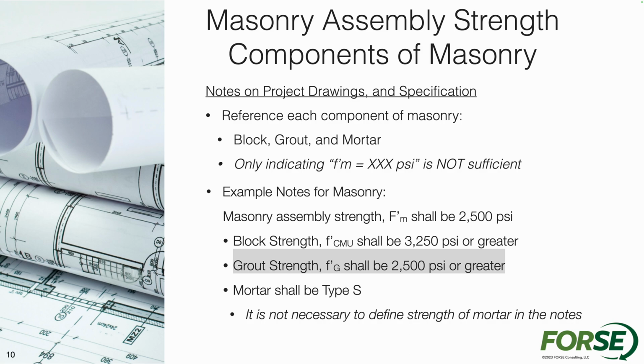On the project notes, again, we want to define properties for each of the different elements that are going to be making up a masonry wall. Grout F'(G) is going to be determined based on what the block strength and mortar type give us in terms of an overall assembly strength, and then we can specify the grout strength to be at least that strength or greater.